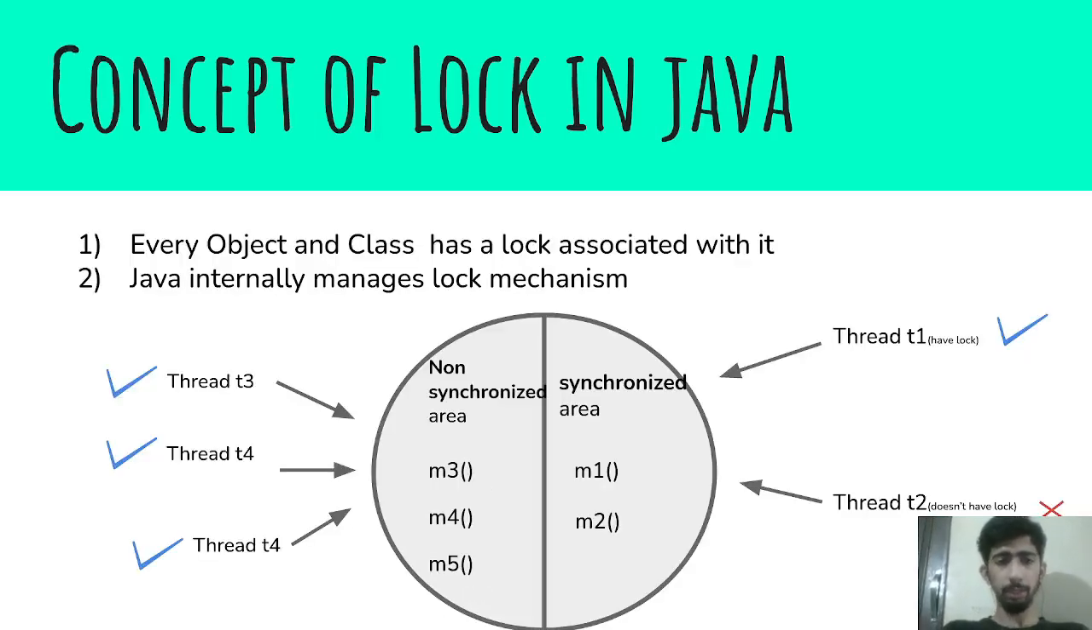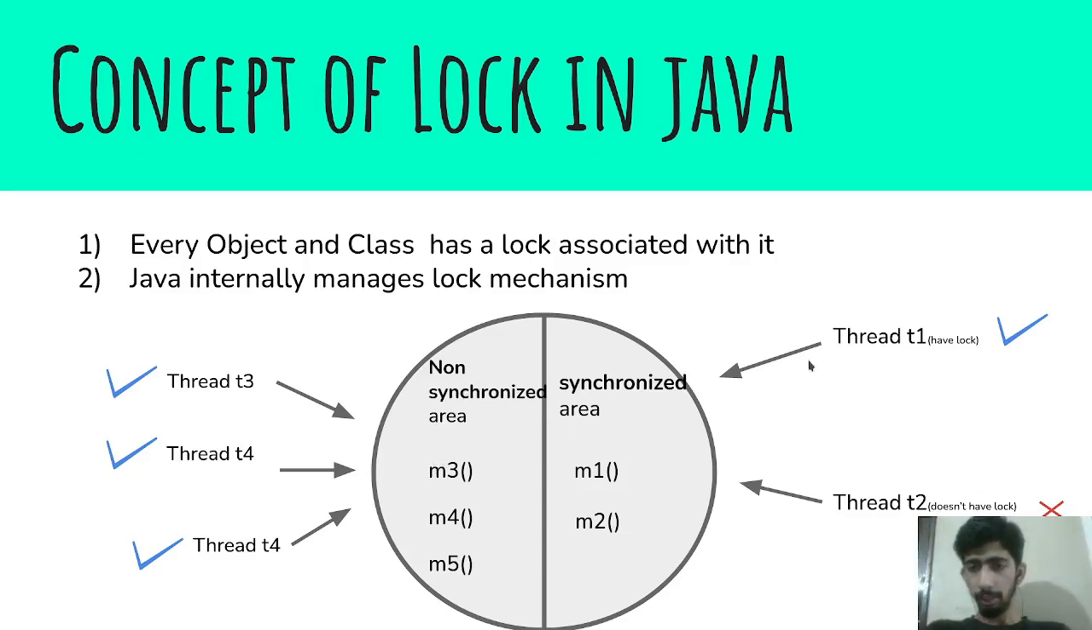Now moving forward, we have the concept of a lock in Java. Every object and class has a lock associated with it. How this lock is implemented in Java, and how we can explicitly grant an object or a class a lock, we don't need to bother about, because Java internally manages the lock mechanism. So suppose this is an object and it has a synchronized area. What a synchronized area is I will explain later. And it also has another area, a non-synchronized method.